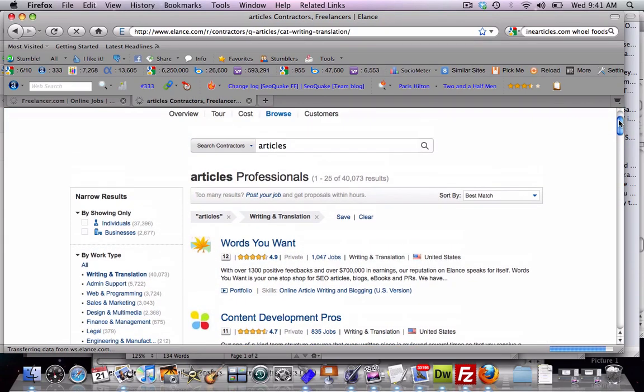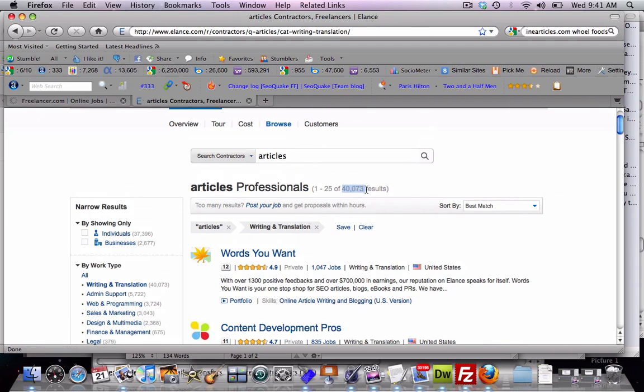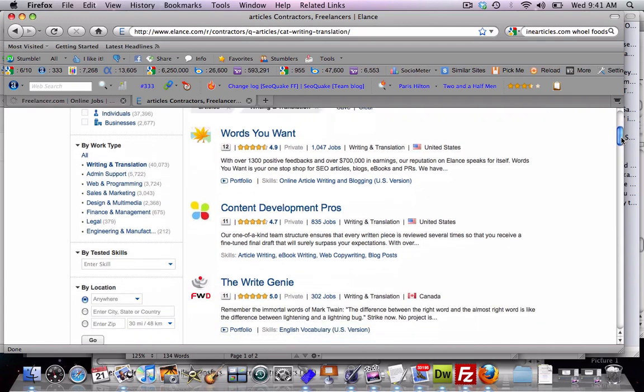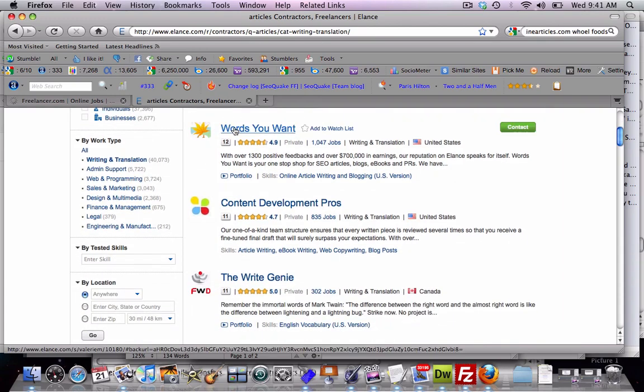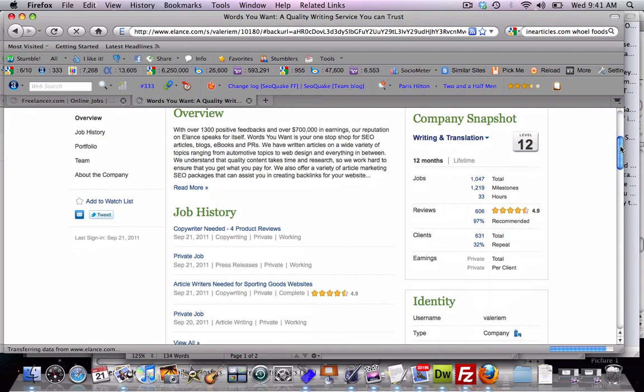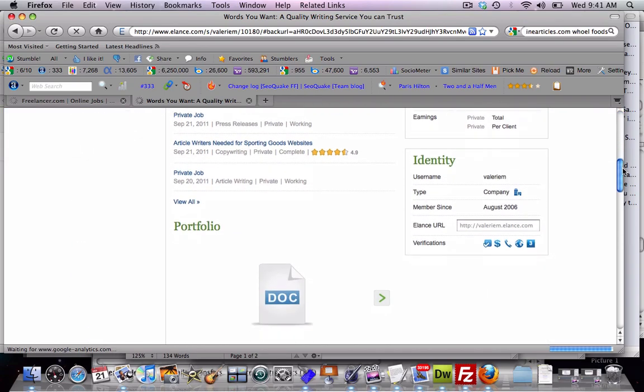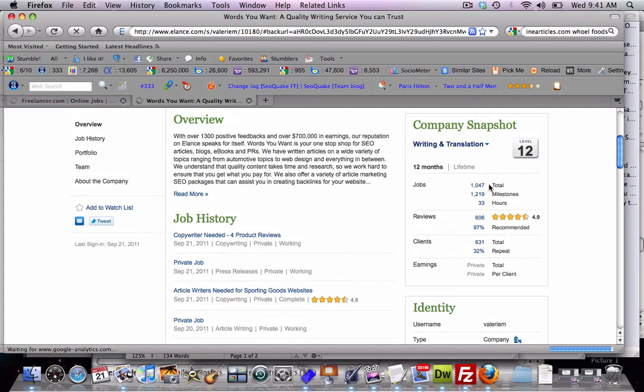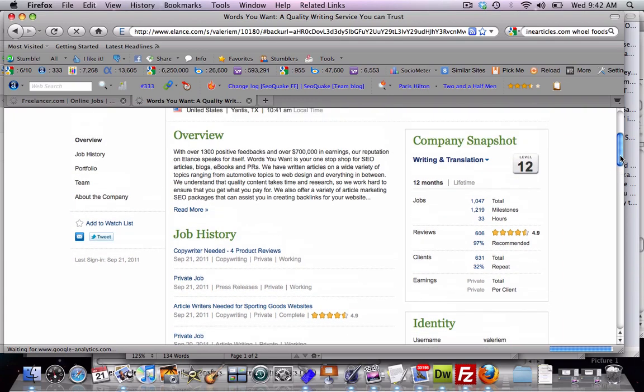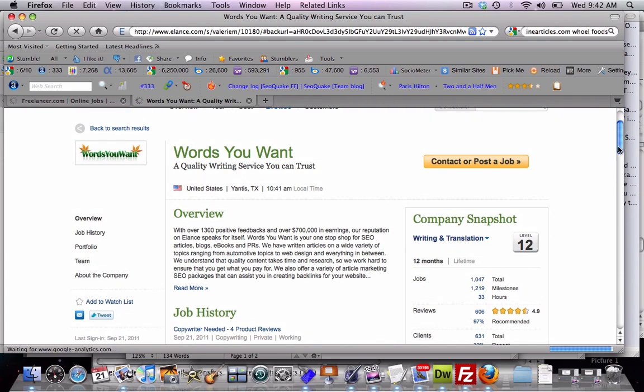Okay, these are all the different article writers. Apparently there's 40,000 article writers registered at Elance. So this person, Words You Want, is an article writer. They have 1,300 positive feedbacks, and they've sold over $700,000 in writing and translation. So you click on that, you read about this person, their job history. They've done 1,000 jobs. They've gotten a 4.9 recommendation, and 97% would recommend them again.